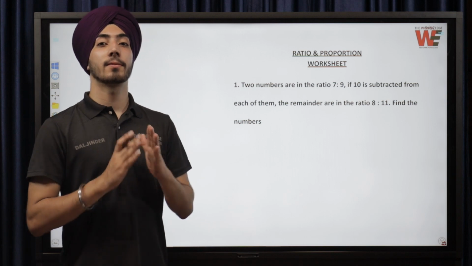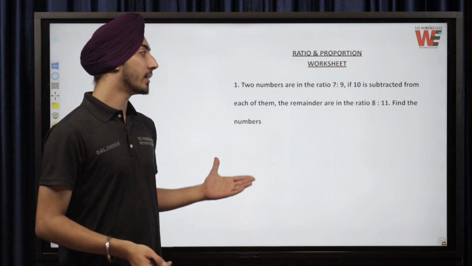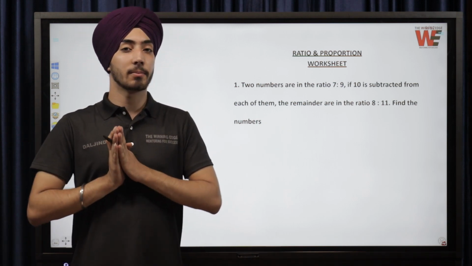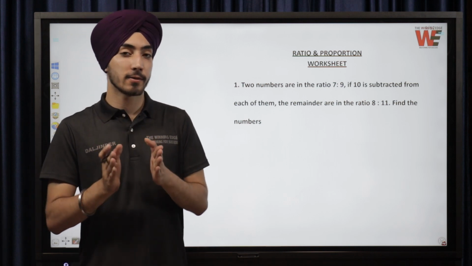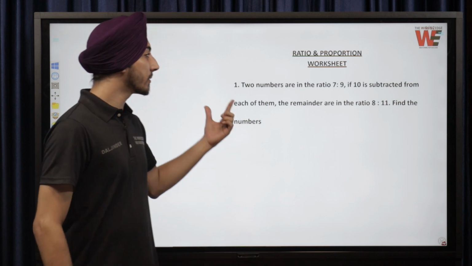As I told you in the previous video, we'll be doing an exercise sheet on ratio and proportion. So here we are. Now let's look at question number 1. Before we begin, I would advise you to keep your notebooks with you so that you can also solve it alongside and get a hang of the questions.